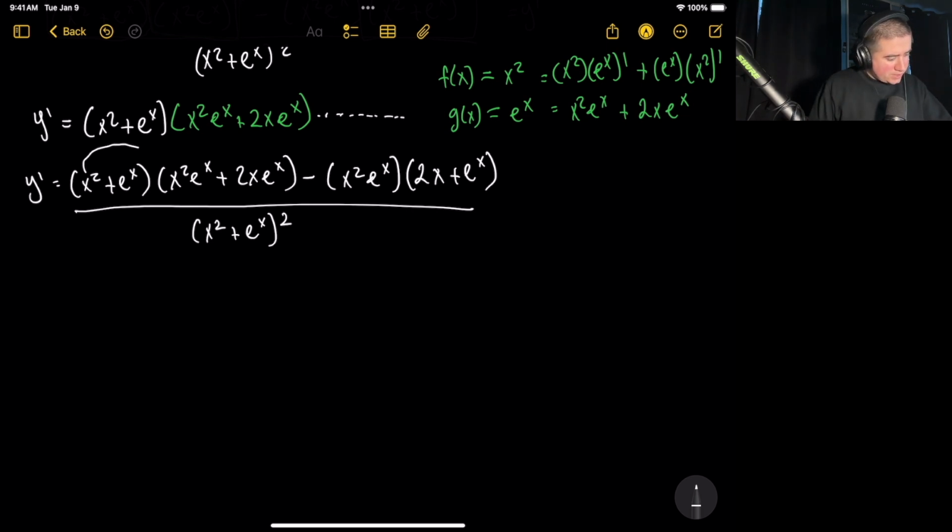We're going to do x squared times e to the x. So y prime is equal to x to the fourth times e to the power of x. Now we're going to do x squared times 2x times e to the power of x. That's going to be plus 2x cubed times e to the power of x. So we're done with that.